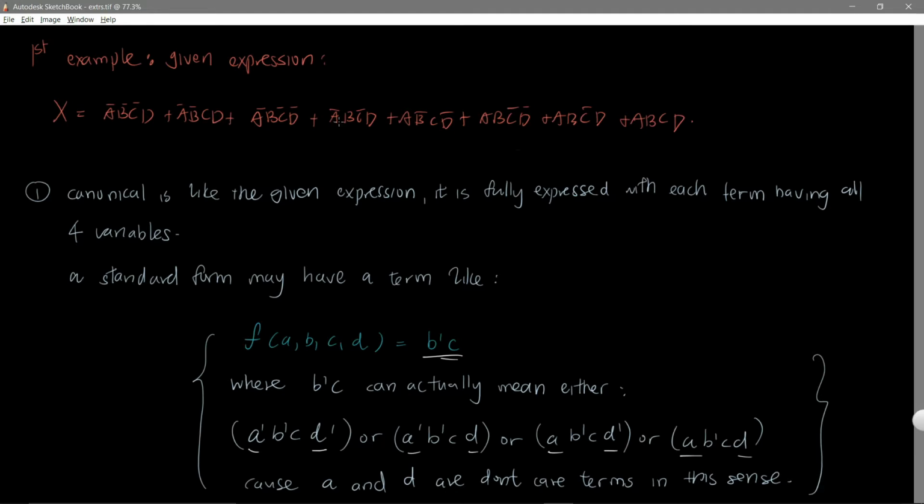It has a total of 8 terms. It is a canonical form. Canonical form means that each of the terms is fully expressed with all the existing variables in this function. Alright.